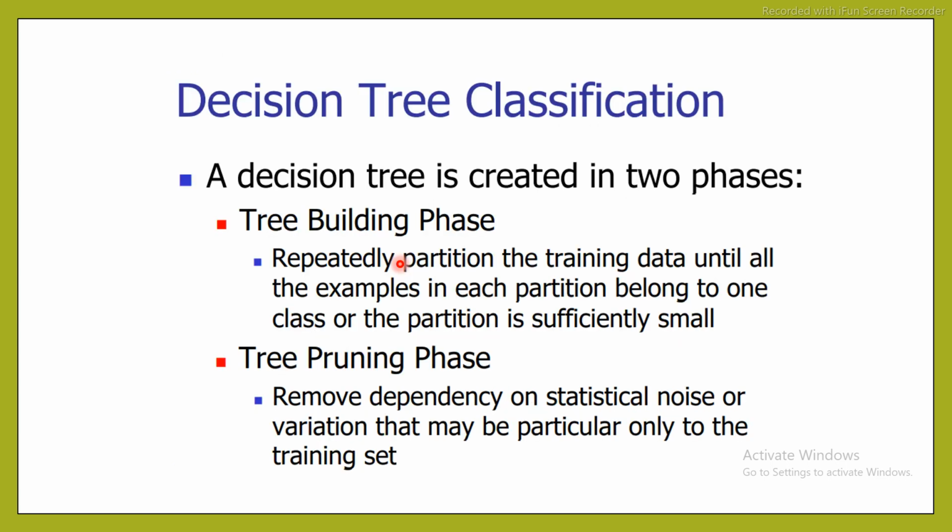When you are using a decision tree, we have two phases: one is the tree building phase and the second is tree pruning. How do we build the tree? We partition the training data, based on the features, until all examples in each partition belong to one class or the partition is sufficiently small. This is one phase. The second phase is tree pruning, which removes dependency on statistical noise or variation that may be particular only to the training data. Pruning means cutting out. So these are the two phases in classification: building the tree and pruning it.